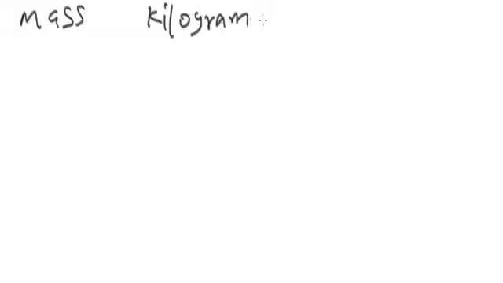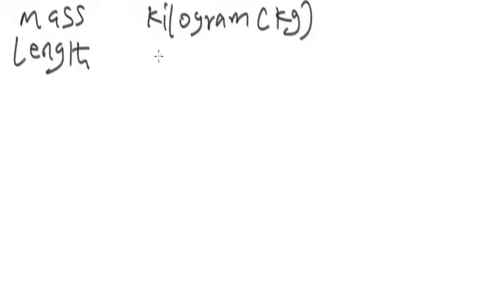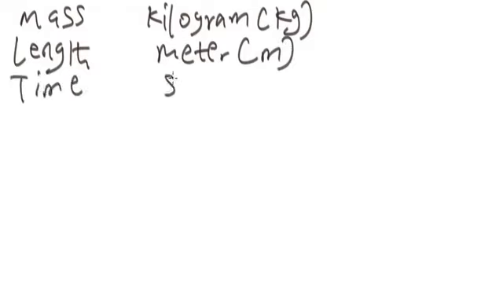So let's begin with mass. Alright, so mass is a fundamental quantity and the unit of mass is kilogram. That is measured in kilogram. Short form is kg. We also have our length. The unit of length is meter. Short form is m. We also have our time. The unit of time is seconds.